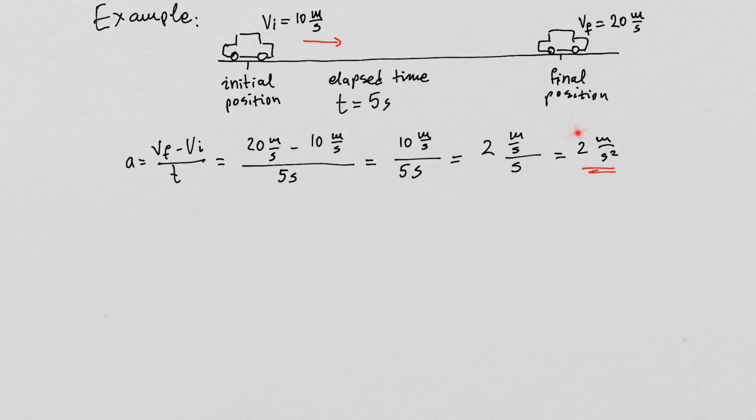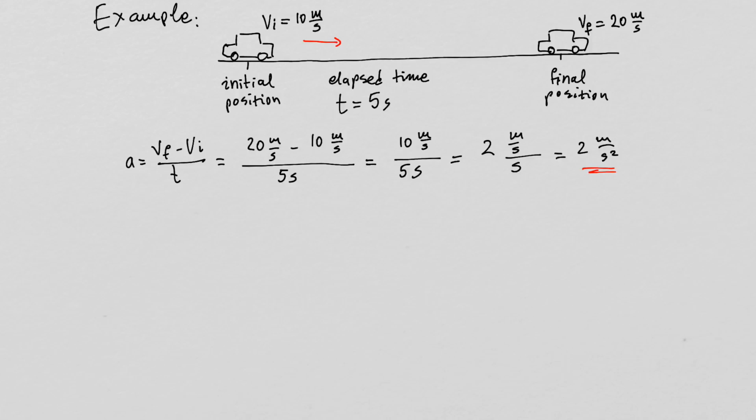So what is the meaning of this value? Well, it means that the car moves 2 meters per second faster every elapsed second. So if the car started at 10 meters per second, one second after that the car will be moving at 12 meters per second. One more second after that, the car will be moving at 14 meters per second. And so on and so forth until the 5th second, when the car is moving at 20 meters per second. So every second, the car speeds up by 2 meters per second. That's the meaning of acceleration.